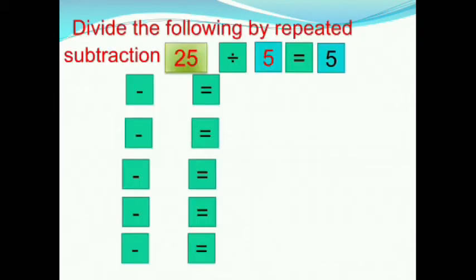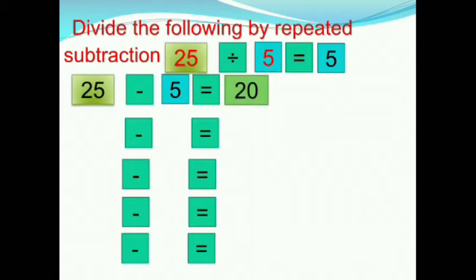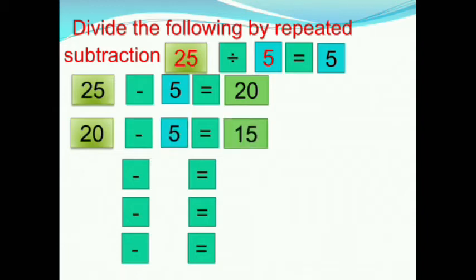Children, now we should divide the following by repeated subtraction. First we are given the dividend and the divisor. We should subtract the divisor from the dividend until we get 0. Here the dividend is 25 and the divisor is 5. Now we subtract 5 from 25. 25 minus 5 is equal to 20. Now again we subtract 5 from 20. 20 minus 5 is equal to 15.